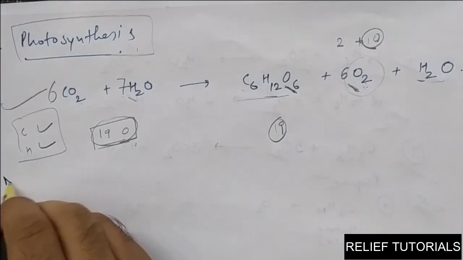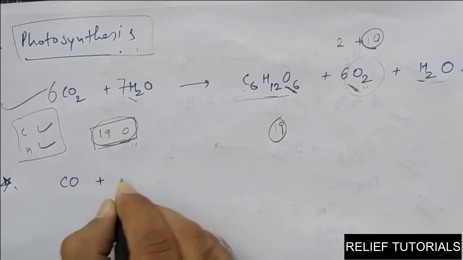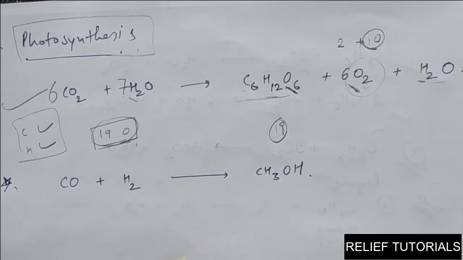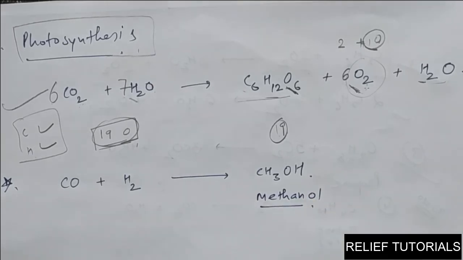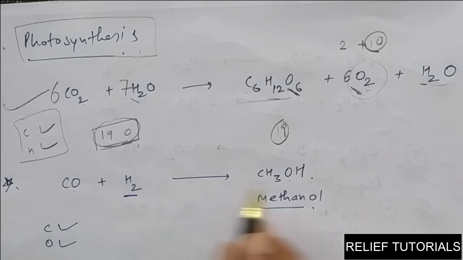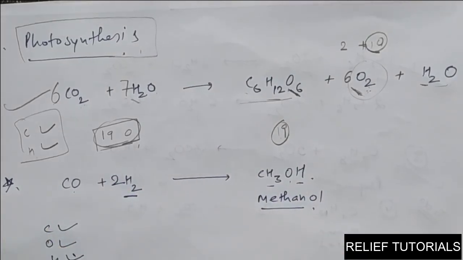Okay, many such examples we can take. For example, carbon monoxide plus hydrogen gives CH3OH, methanol. How many carbons are here? 1. Here is carbon 1. So carbon is balanced. Oxygen 1, oxygen 1, balanced. Hydrogen 2. And here is 3 and 1, 4. Make it 2 and the equation is balanced.